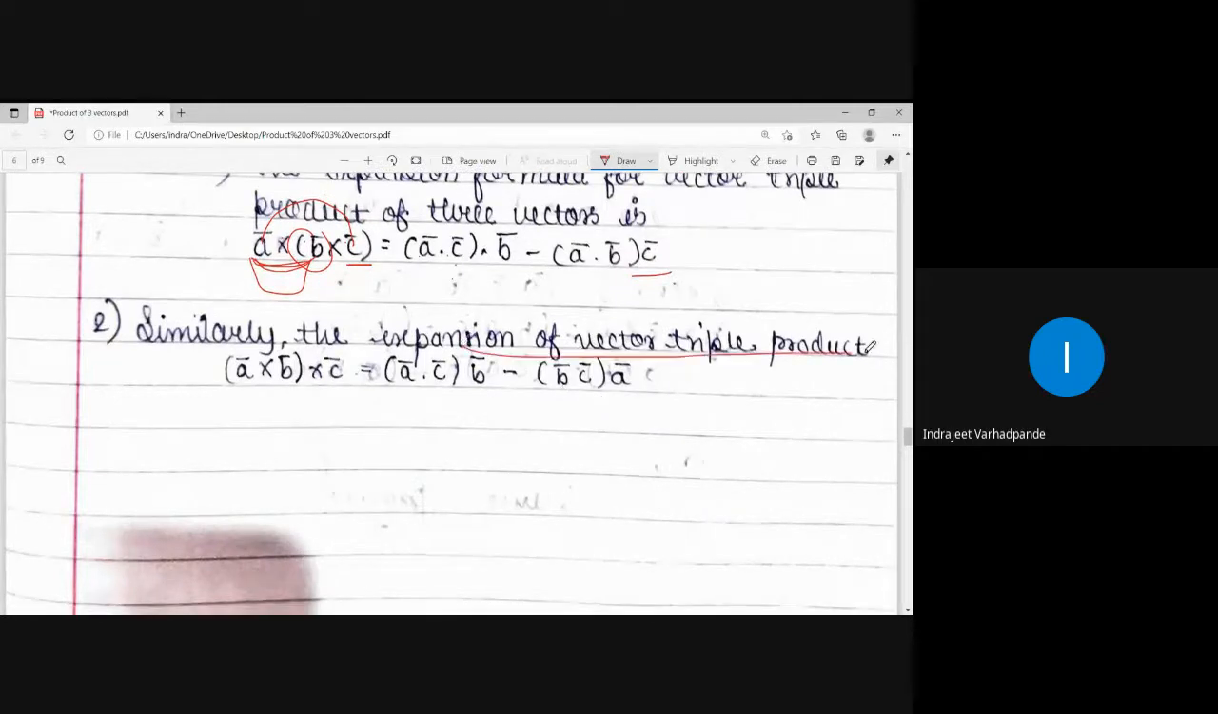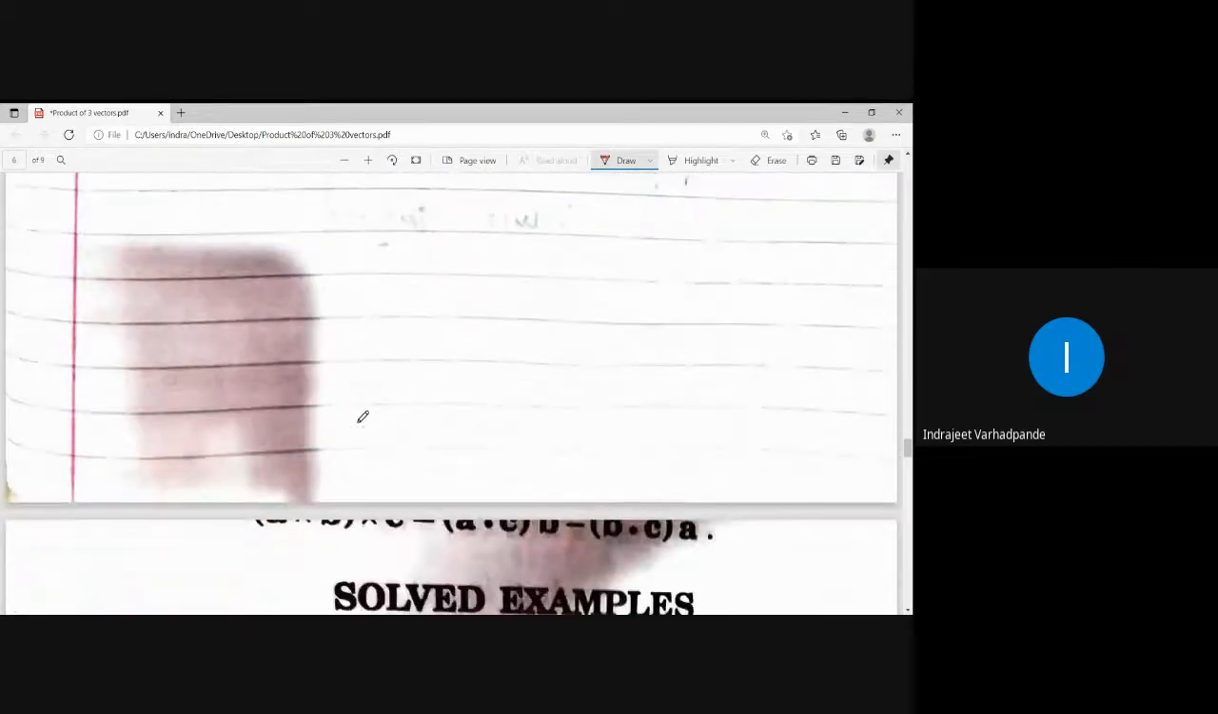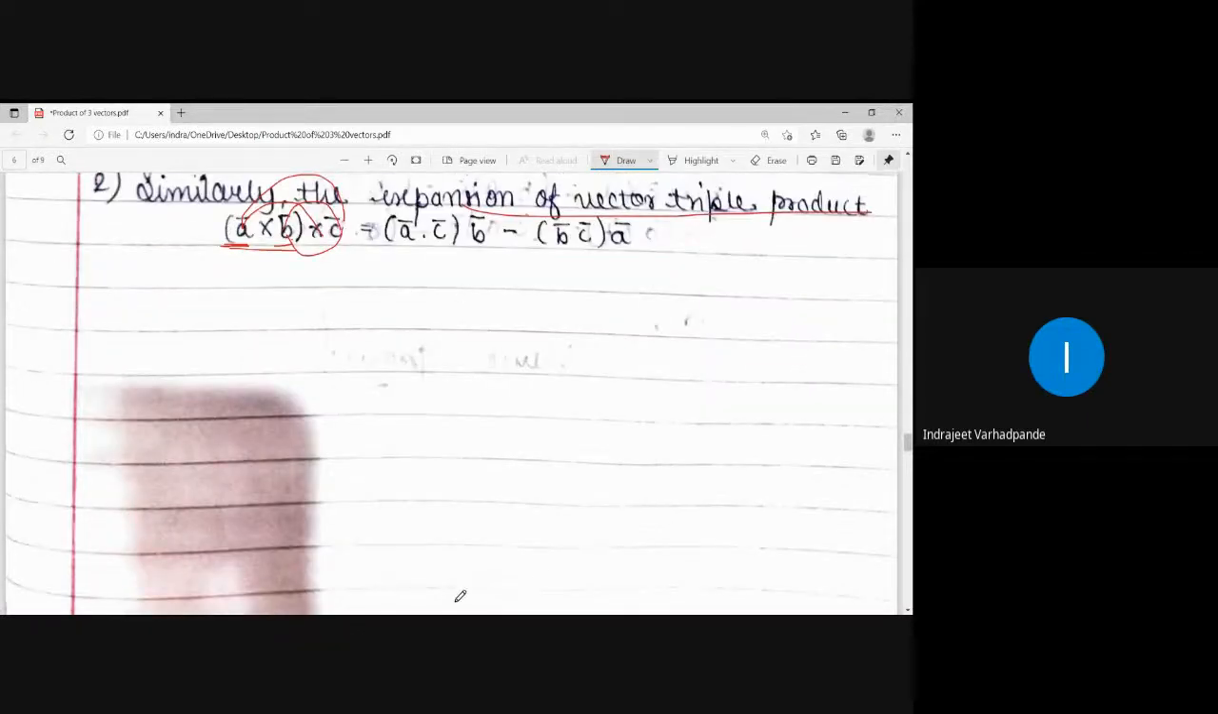Similarly, the expansion of the vector triple product, which is A cross B cross C, again the same extremes: A dot C into B minus B dot C into A. First and last, first and extreme, right? First and third. A dot C into B, A dot B into C, A dot C into B, B dot C into A. So it is expressed in the form of extremes. A bar and C bar are the extremes, right? So accordingly, we will be writing down the vector triple product. So there are certain examples related to the vector triple product that we will see in the next class.